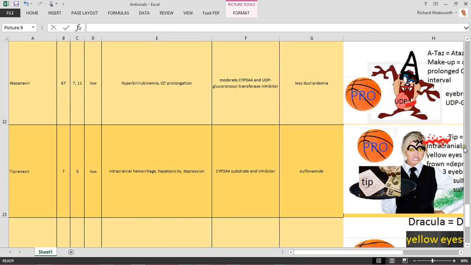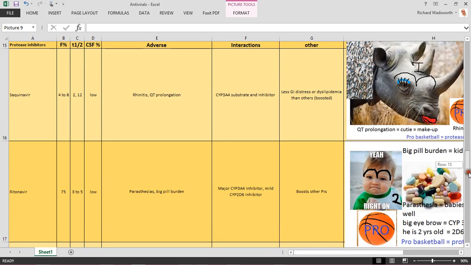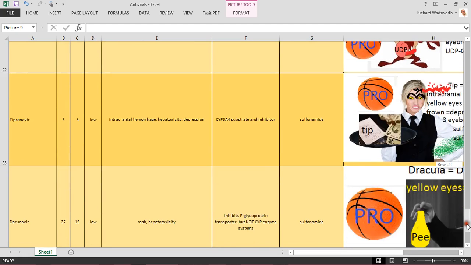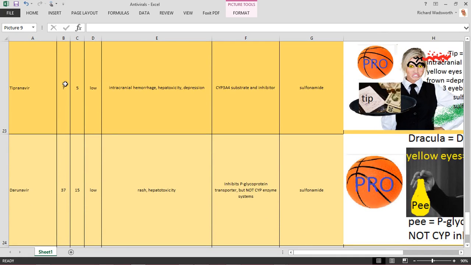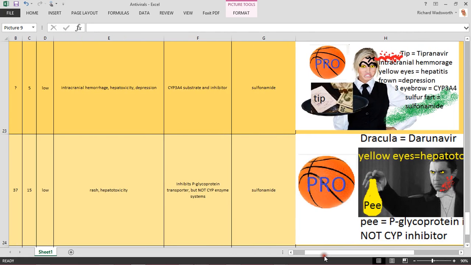Next, Tipranavir. So I thought of tipping a waiter because that kind of sounded like tip. So Tipranavir. Don't know that. Only 5-hour half-life, low in there. What does it cause, though? Oh, my goodness. It causes intracranial hemorrhage. So this waiter, in tip for Tipranavir, is getting an intracranial bleed because their tip was so big, which they really needed because they were depressed. That's why they have this really creepy-looking frown. I just put the smile upside down.